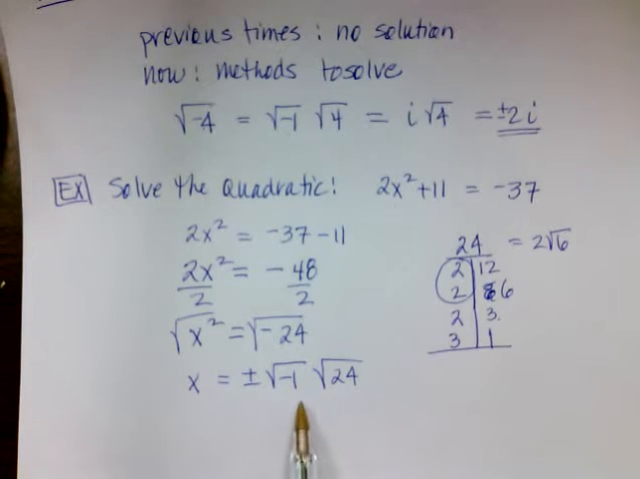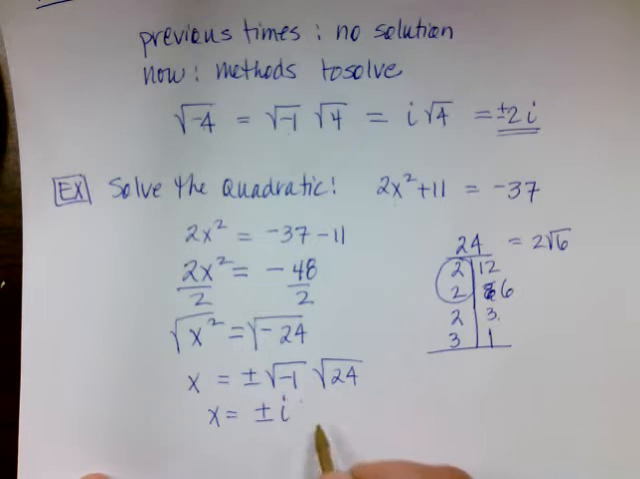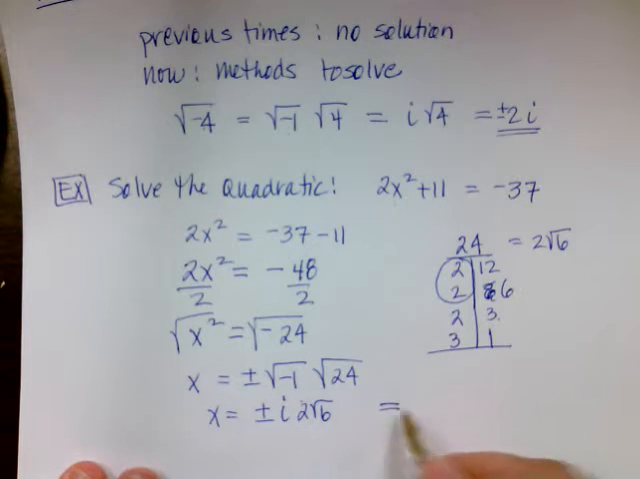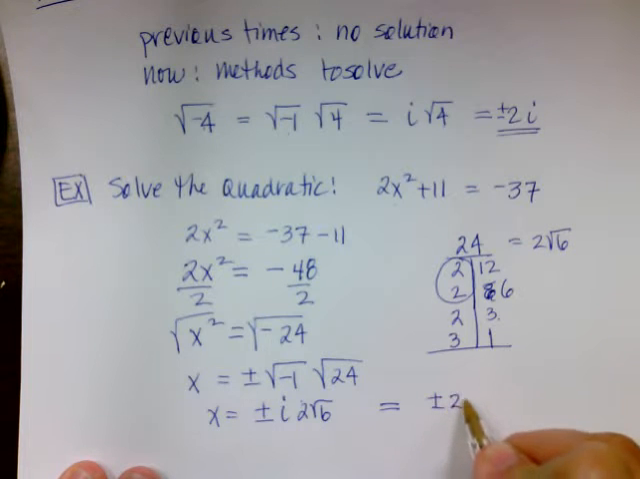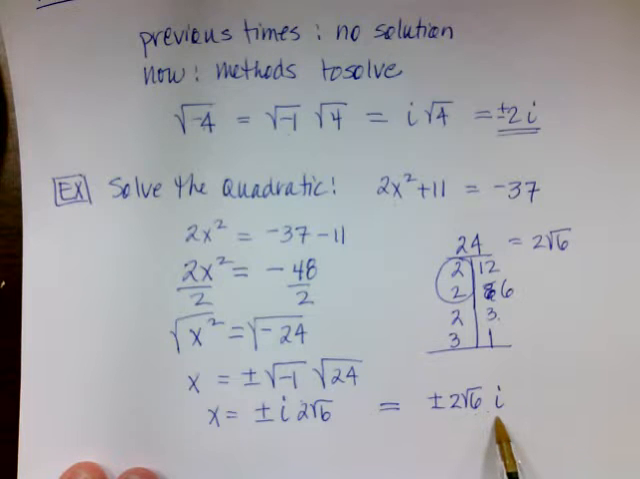So now I can use that information to simplify this problem. So now I'm going to have x is equal to, there's my plus or minus, there's my i, and then I would have 2 radical 6. Okay? You'll also see this written as plus or minus 2 radical 6 and then i. They're still multiplied together, but oftentimes we put the real component of the number first and then the i on the outside edge.